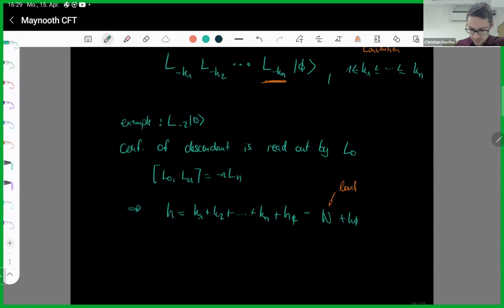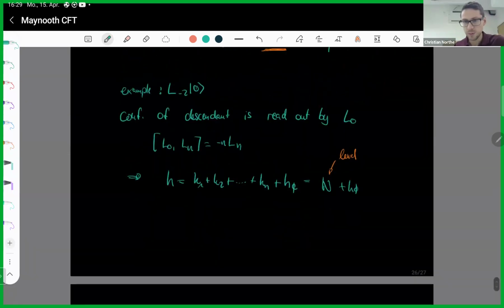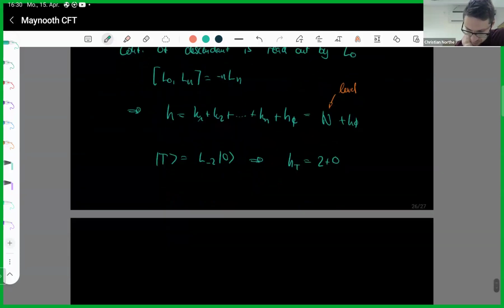For instance, this is how we can read out the conformal weight of the energy momentum tensor, because T is just L minus 2 acting on the vacuum 0. That means that the conformal weight of T is just 2 plus 0, because, well, the vacuum has no conformal dimension. Okay. So that's how we do that. And this is the last thing we're going to do now. This is like the last 5 minutes.